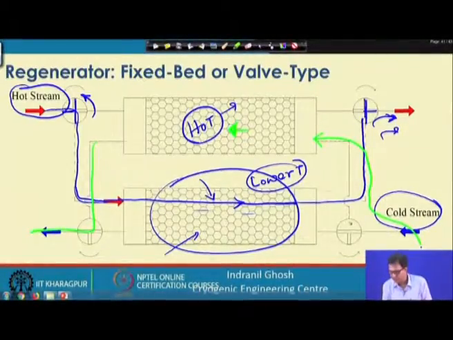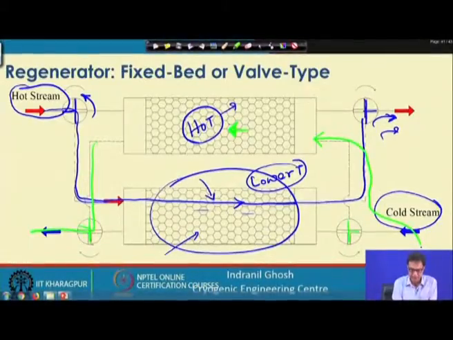So, during this cycle, of course, its orientation would be like this, and its orientation will be like this. So, this cold fluid's usual path is diverted, and the flow is taking place like this, and it is picking up the heat from here, and it is getting warmed.